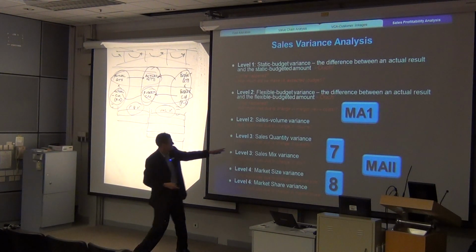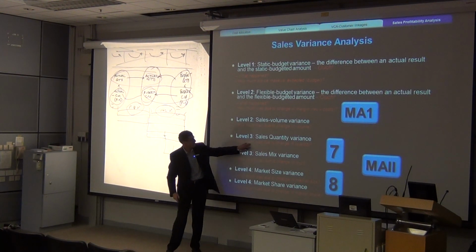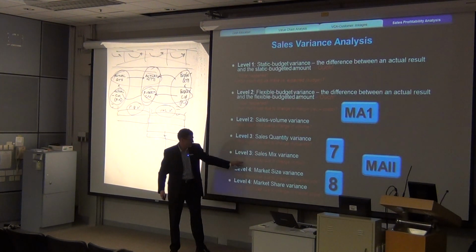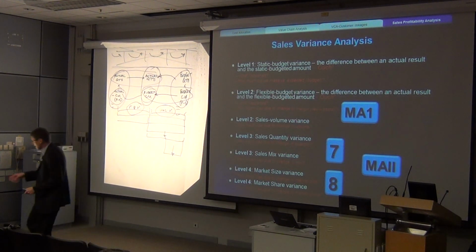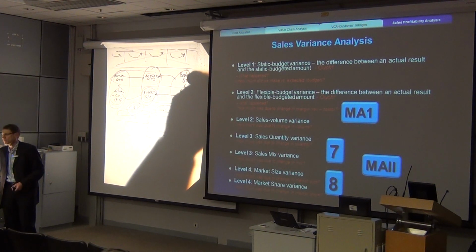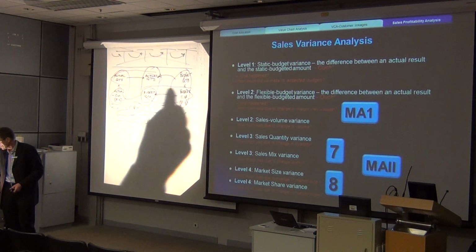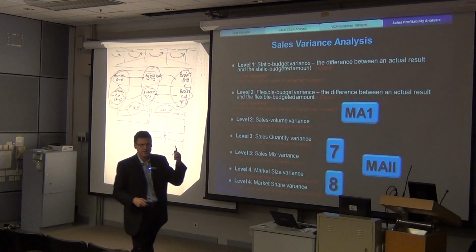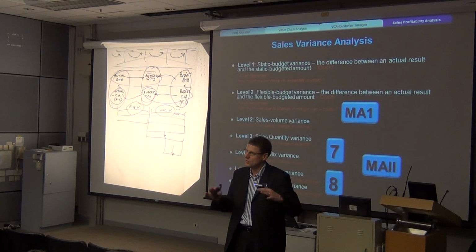All right, so now let's go down to level 3. Why would we want to go to level 3? Because we want to know how much of this volume change was due to change in quantity, and how much was due to change in mix. Because here, maybe we expect to sell 80% of our low margin product and 20% of a high margin. Maybe the budget contribution margin changed to the actual. Maybe in the end we only sold 15% of the high margin instead of 20%. So therefore we get less.